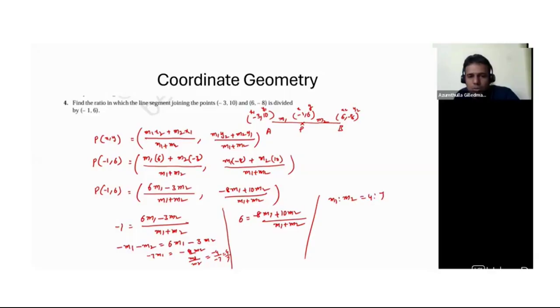This is 7. So it's basically minus 2 by minus 7, which is 2 by 7. So this is basically 2 is to 7. So m1 by m2 equals 2 by 7. See, if we simply ignore the minus sign, we'll get it wrong. So be careful with substituting the minus values.